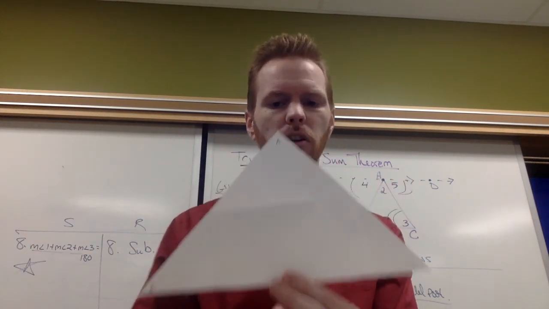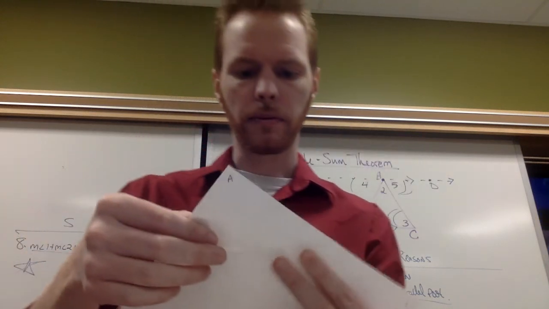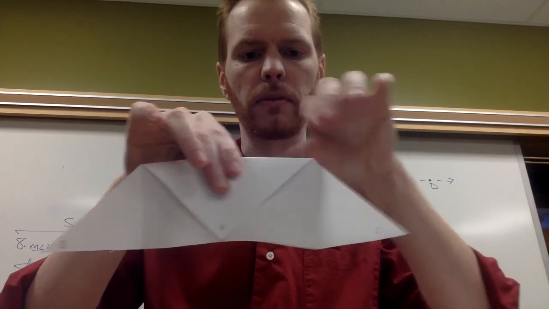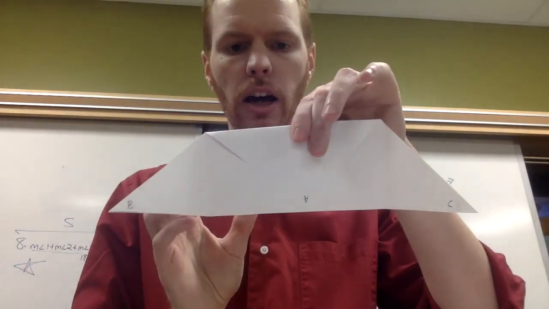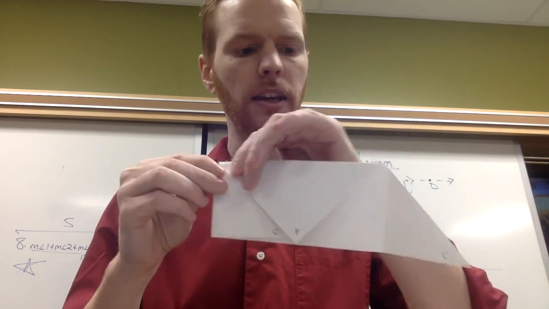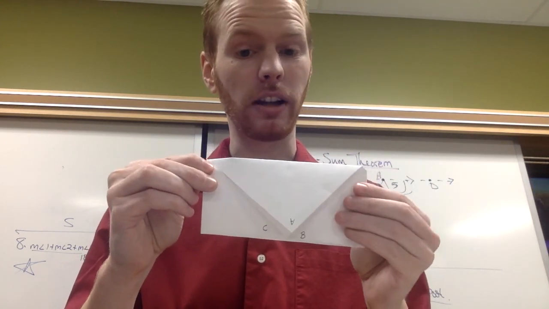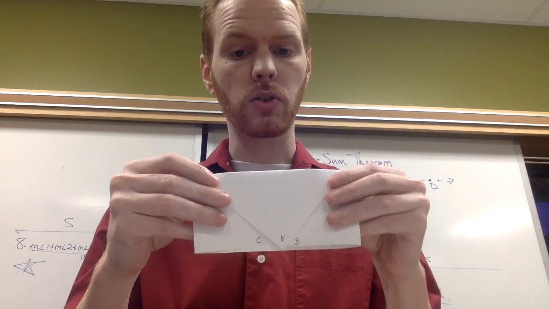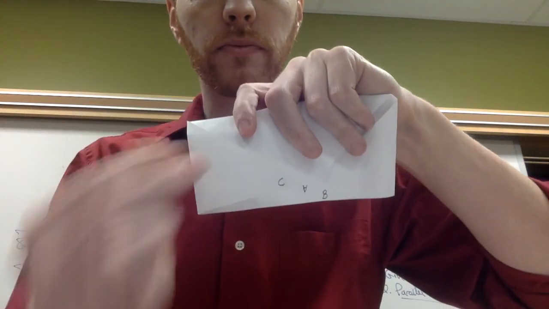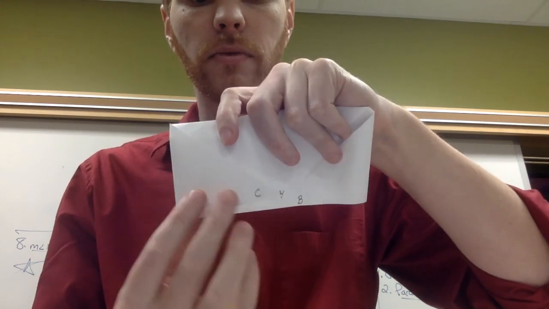So here's what I'm going to do. I'm going to take this and fold it down. I'm going to fold this angle to the very bottom of the triangle here. I'm going to take this angle and fold it in. It's going to meet where A is. I'm going to take this angle and fold it in to meet where A is as well. Now look at all three angles.